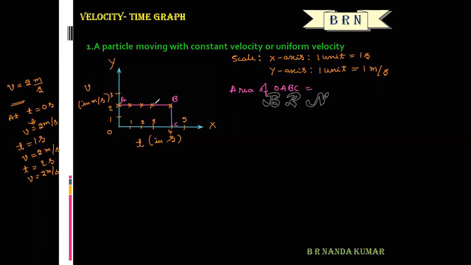so actually this is looking like a rectangle, right? Area of the rectangle is length into breadth. That means OA, that is the length, right? OA into OC. So what is the value of OA? OA is 2 meter per second, and OC is 4 second. Second gets cancelled. 4 into 2, what is that? 8 meter. Okay, meter, that is the unit of displacement.